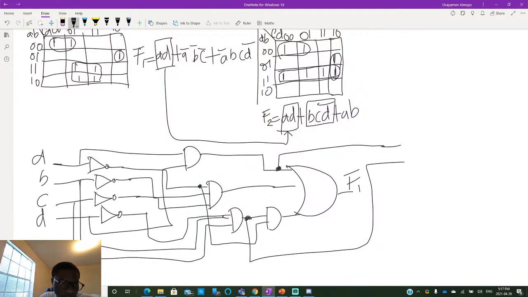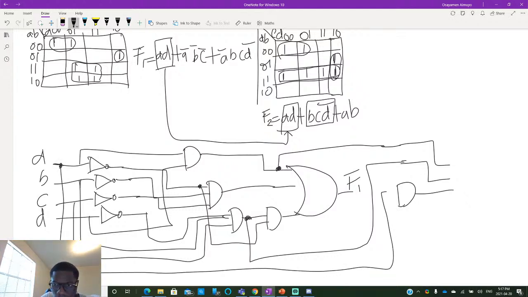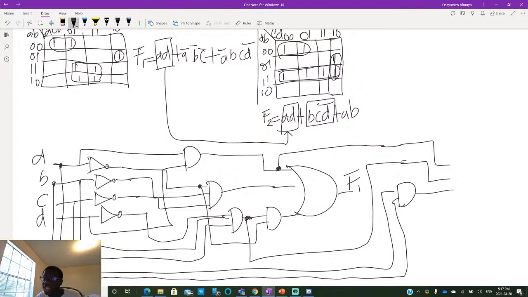And AB. So AB, we would have to use an AND gate for that. And then just to draw those beforehand. So we have AB, A, then B as well. So I would say this is an extensive example on optimization of multiple output circuits. And then you have F2 as well.